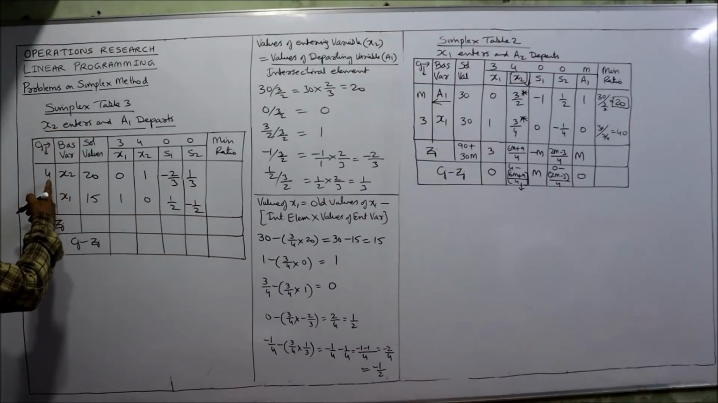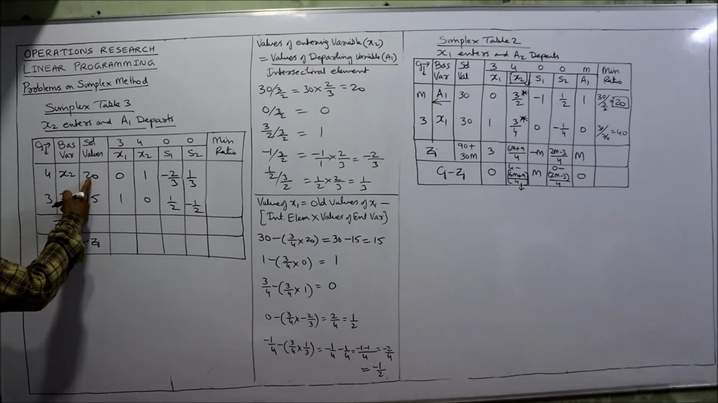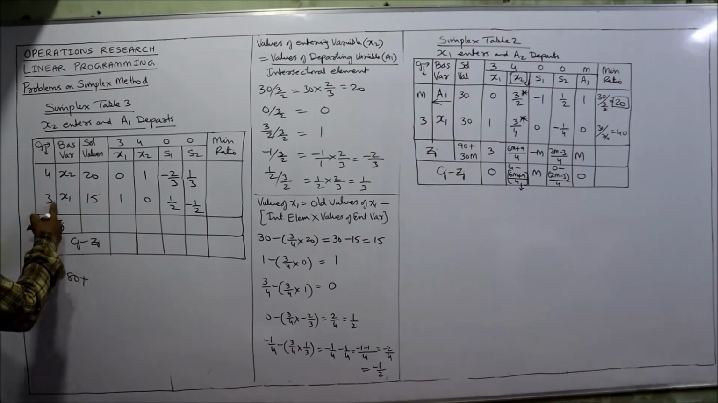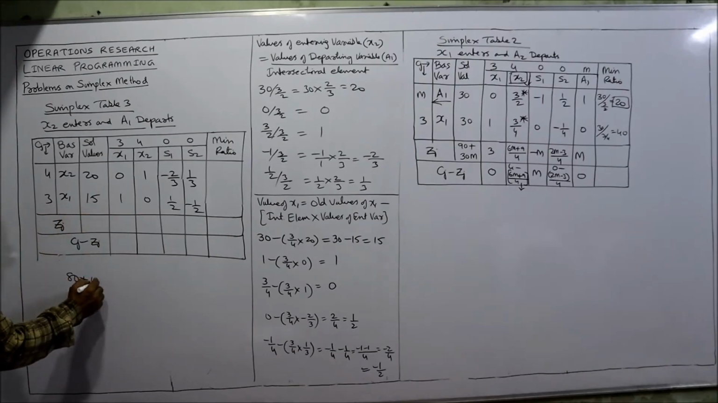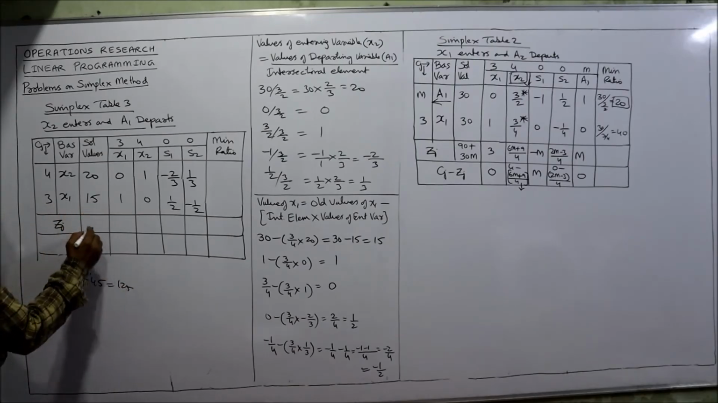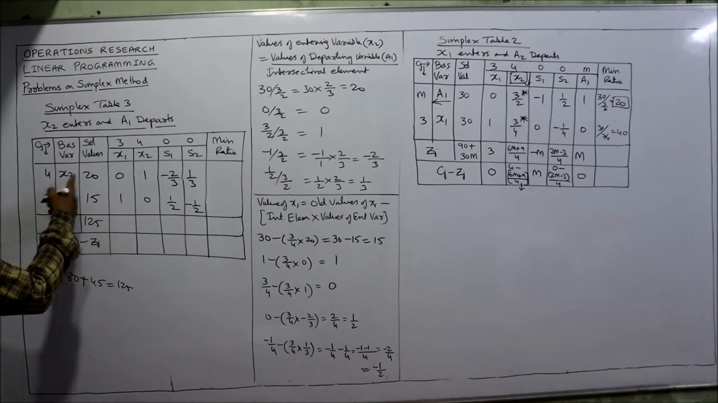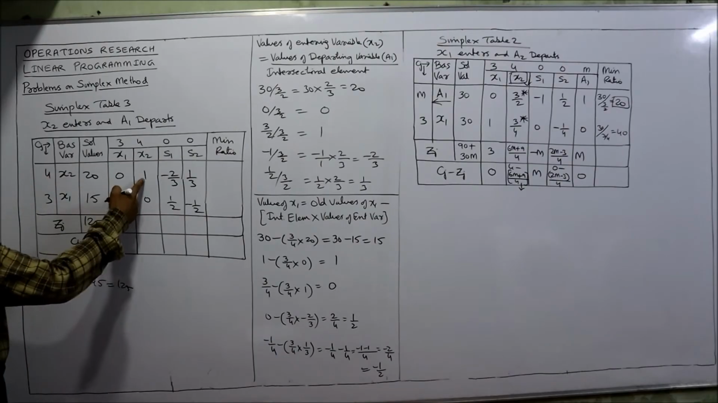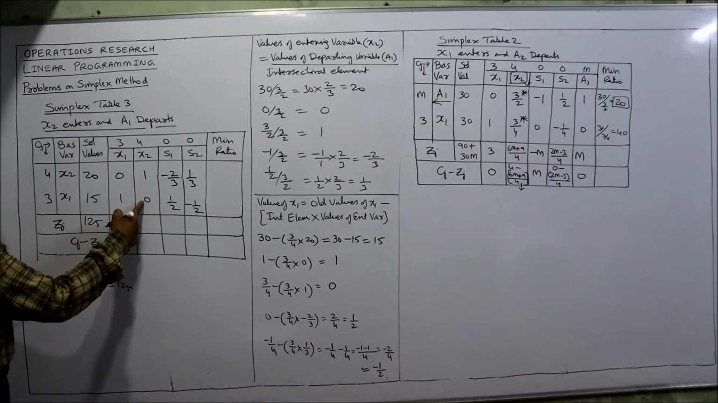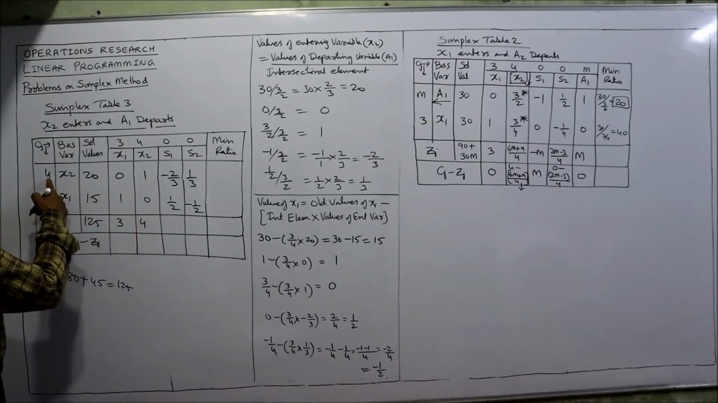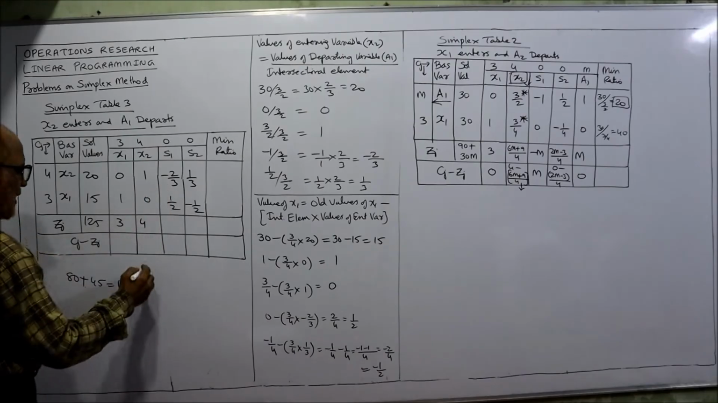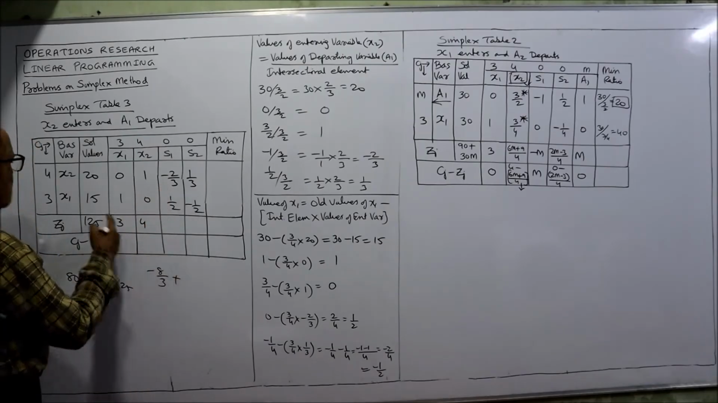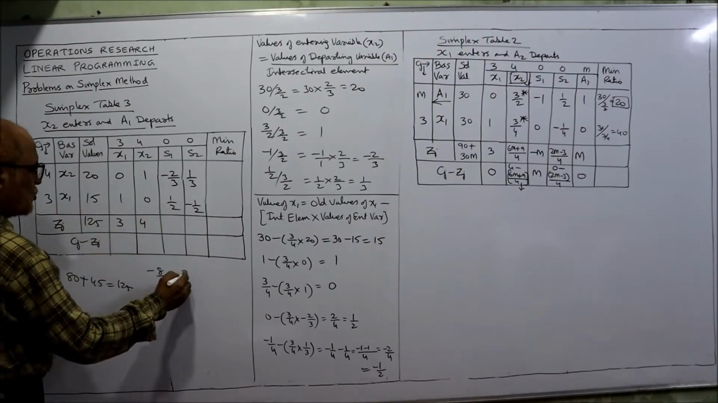Now we need to calculate the ZJ value. 2 into 4 into 20, 80, plus 3 into 15, 45. That is equal to 125, right? 4 into 0 is 0, 3 into 1 is 3. 4 into 1 is 4, 3 into 0 is 0. So here remains 4. So 4 into minus 2 by 3, so minus 8 by 3. Similarly, plus 3 into 1 by 2, 3 by 2.